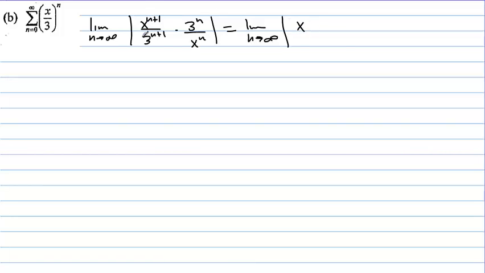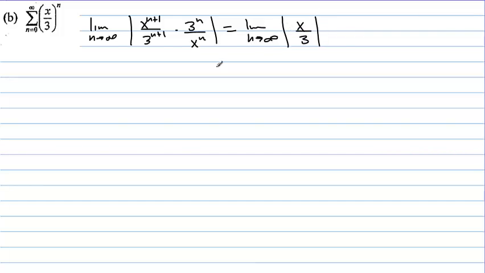Let's do the same thing for letter B. Here we have the limit as n approaches infinity of the absolute value of x to the n plus 1 over 3 to the n plus 1, multiplied by the reciprocal, 3 to the n over x to the n, which is equal to the limit as n approaches infinity of the absolute value of, let's see, there's an extra x on top, and there's an extra 3 on the bottom.